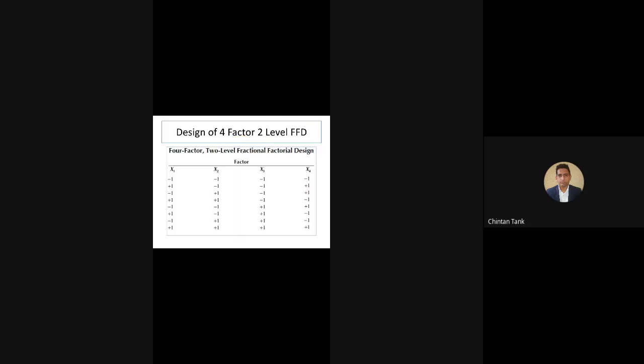Then the design of 4 factors at 2 levels can also be constructed in a similar way. X4 is equivalent to x1 multiplied by x2 multiplied by x3. So this is one method of constructing a fractional factorial design.